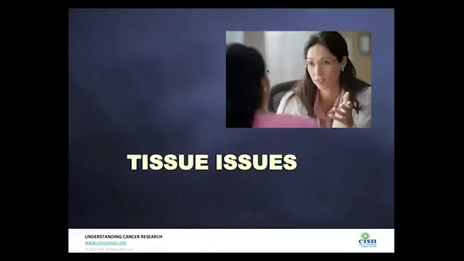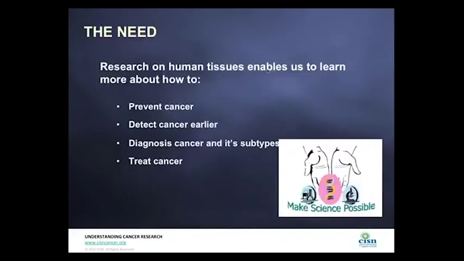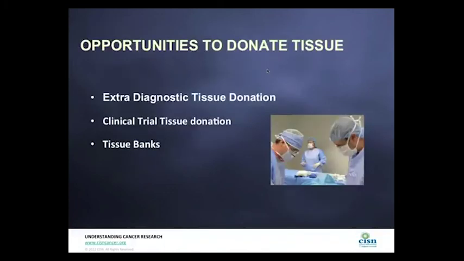So let's talk a little bit about tissue. We need tissue. It'll help us know more about how to prevent cancer, detect cancer earlier, and diagnose cancer and its subtypes, and treat cancer, all based on biomarkers found in tissue. You can donate tissue when you have a procedure, whether it's a biopsy or a surgical procedure. You can also donate tissue in a clinical trial. And there are also some private tissue banks out there. Komen has a tissue bank. Susan Love has a tissue bank. So there are ways to donate tissue, and it's important to think about that.